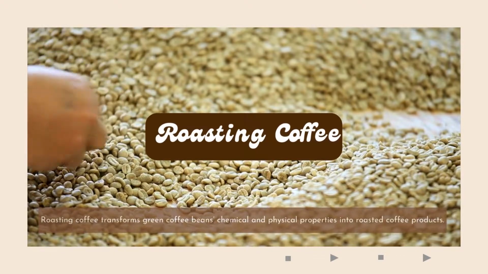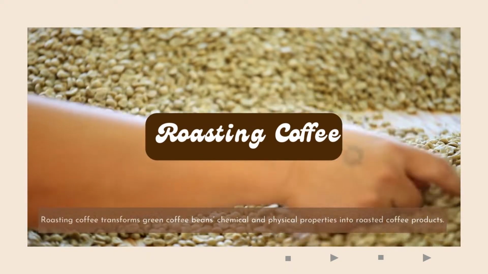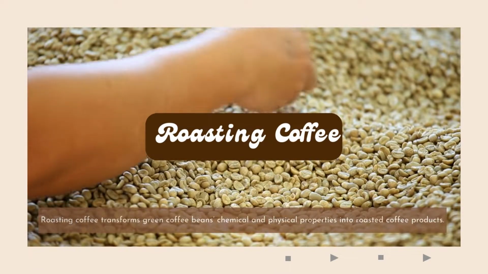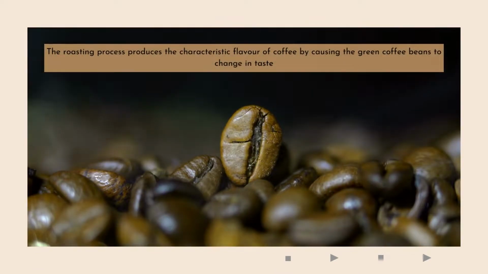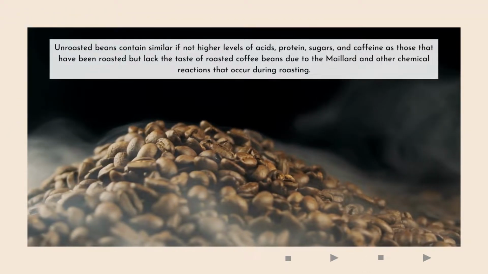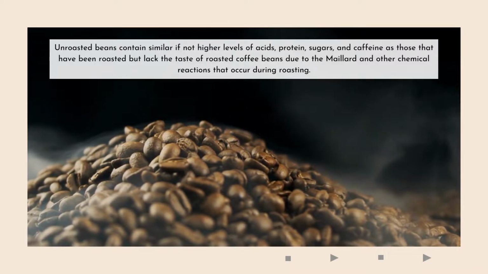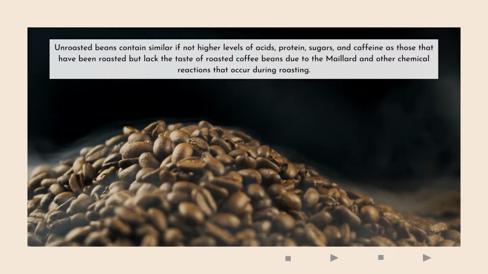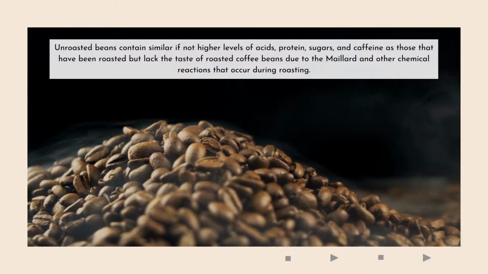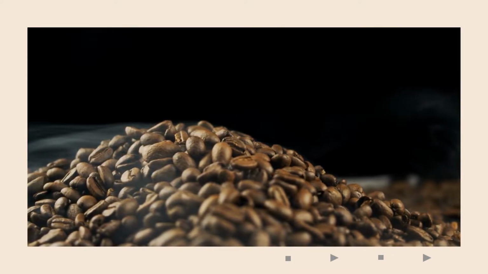First, roasting coffee. Roasting coffee transforms green coffee beans' chemical and physical properties into roasted coffee products. The roasting process produces the characteristic flavor of coffee by causing the green coffee beans to change in taste. Unroasted beans contain similar if not higher levels of acids, protein, sugars, and caffeine as those that have been roasted, but lack the taste of roasted coffee beans due to the Maillard and other chemical reactions that occur during roasting.